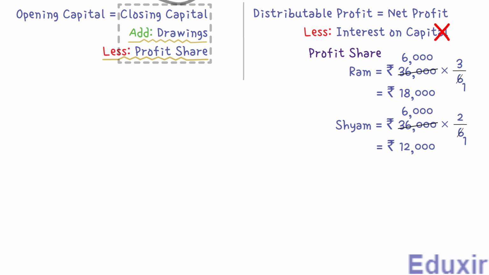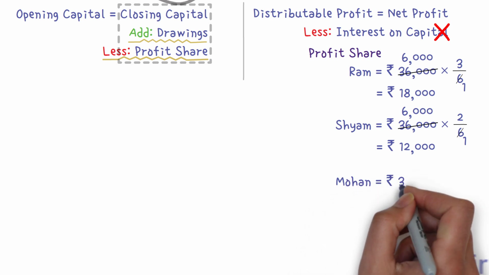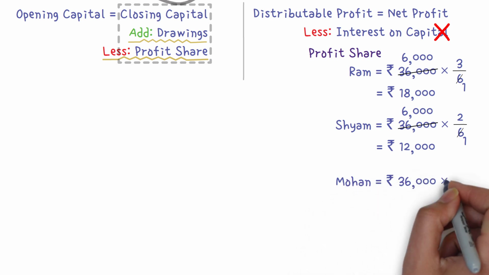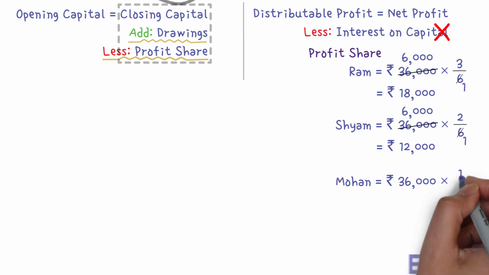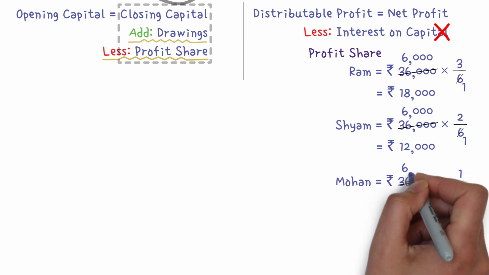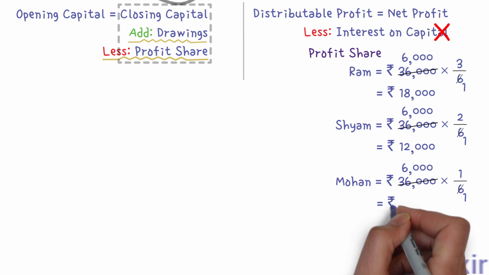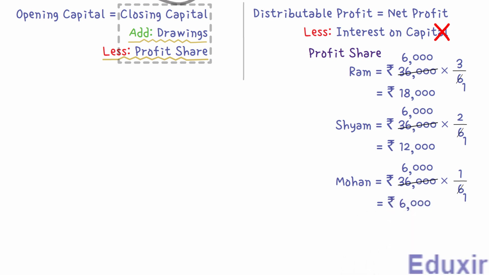This is the profit share of the partner Shyam. Now, the profit share of the partner Mohan will be equal to the total net profit amount of 36,000 rupees multiplied with his profit sharing ratio 1 upon 6. Cancelling with 6, 6 ones are 6, 6 thousands are 6,000. The resulting value of this calculation is 6,000 rupees. This is the profit share of the partner Mohan.